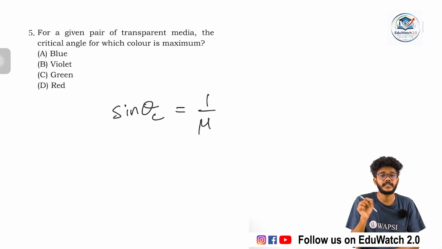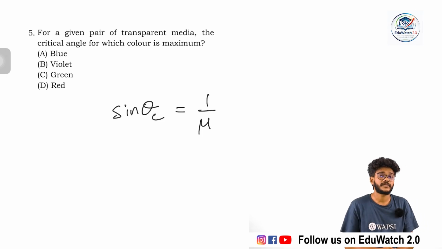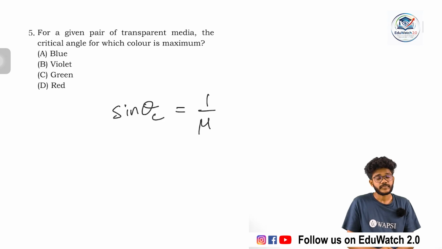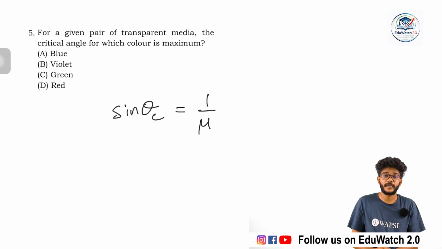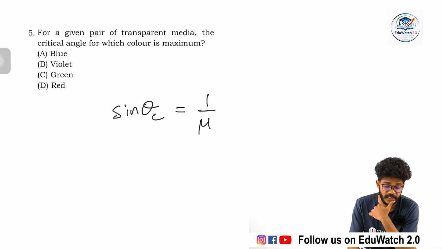So sin i by sin r equals n2 by n1, the refractive index. Sin r becomes sin 90, which is 1. That's why we can write sin theta C is equal to 1 by mu, because theta r is 90 degrees and sin theta r is 1. So sin theta C by 1 is equal to 1 by mu. So theta C is sin inverse of 1 by mu.